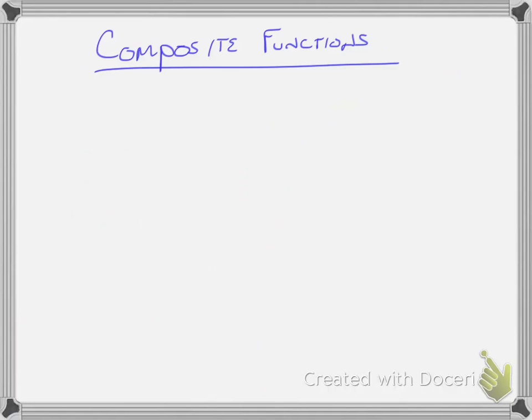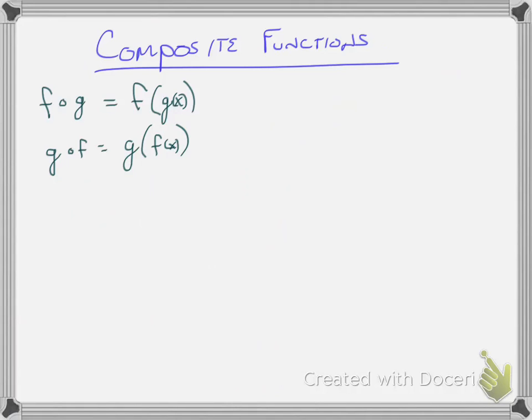Composite functions is when you're plugging one function into another one, and there's two notations for it. One is like this, f of g, that's the way you say this, but this can also be written like this, f of g of x. Or you could have g of f, which can also be written g of f of x. And in this one, you're plugging the g function into the f function.